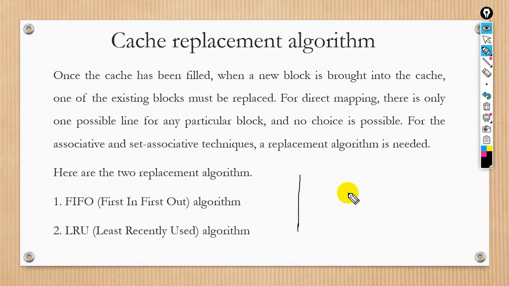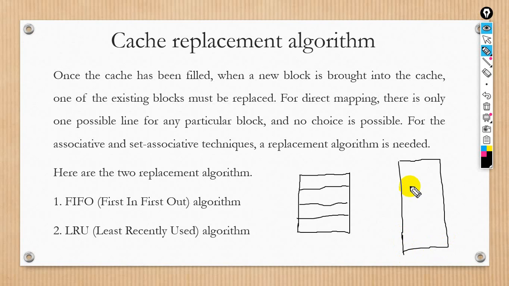Listen, look at this. Here, for example, we have cache memory and we have lines in cache memory, and this is main memory. In main memory we have blocks, for example 32 blocks, or more than 32 blocks, and in cache memory, for example, we have 4 blocks. For example, in cache memory we insert data: 28 is here, 8, 10, 5.